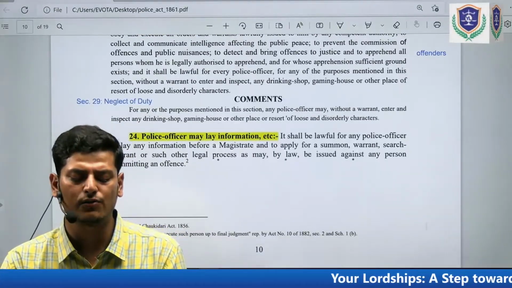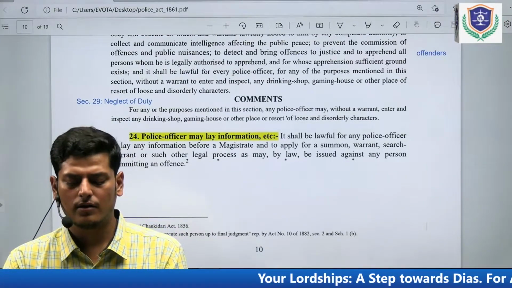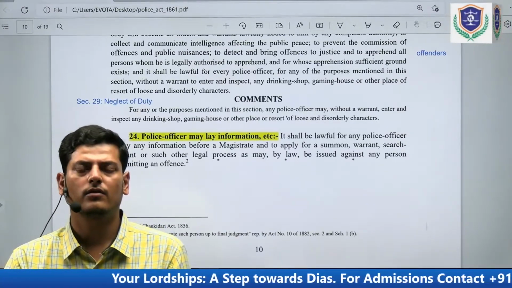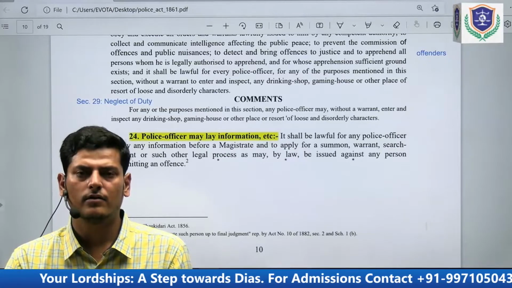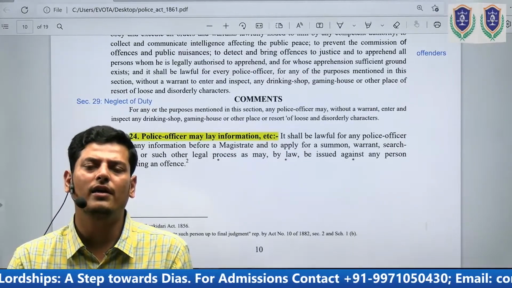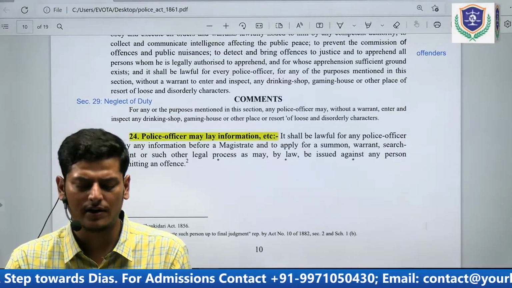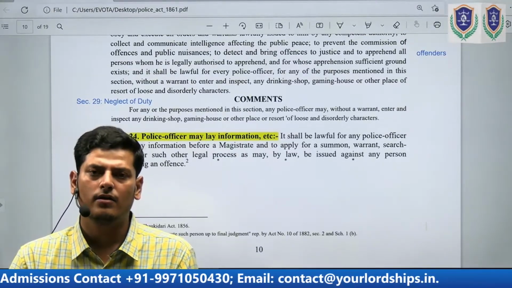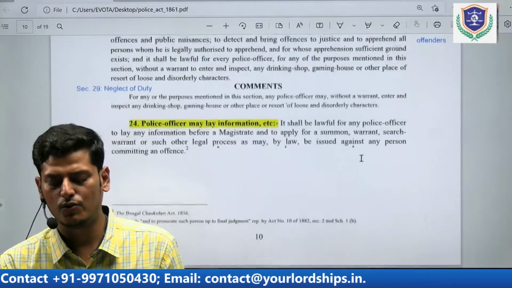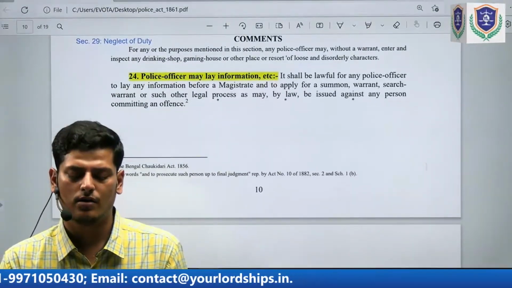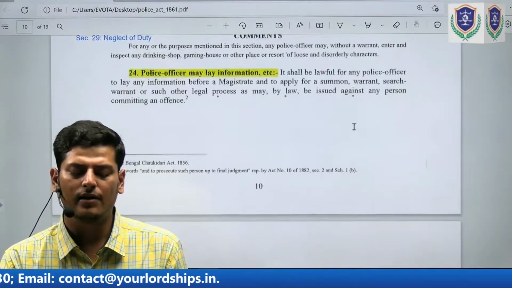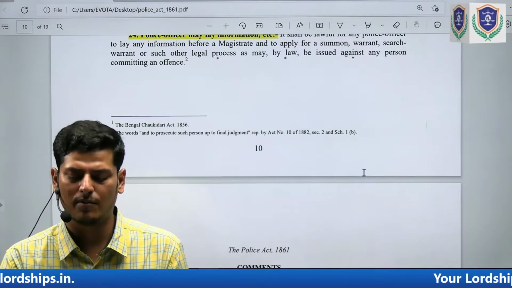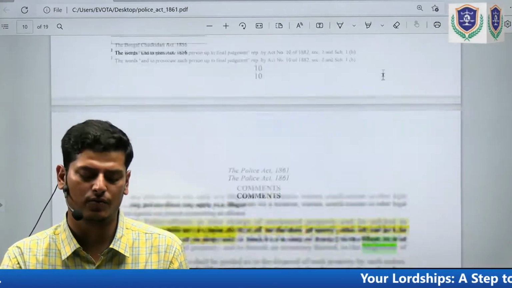So this we had covered, section 23. Section 24 deals with the police officer being also entitled to lay information before the magistrate, and he may apply accordingly after laying information for summons, warrant, search warrant, or any other legal process as may by the law be issued against any person committing an offense. This has been given under section 24.